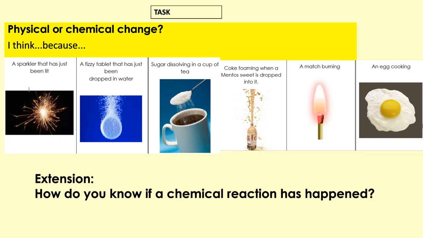And then lastly, a match burning. So if I take a match, I can only use a match once. So a match burning is a chemical change because it can't be reversed. I can't get a shiny new match back. I can only use it once.